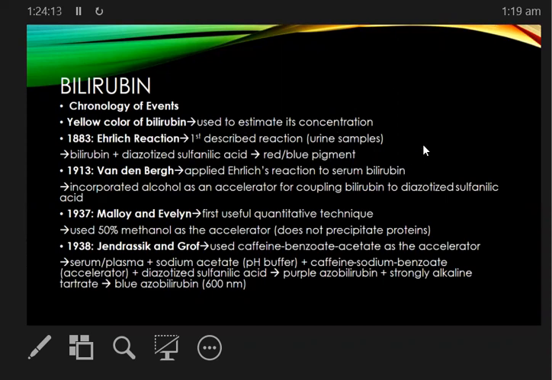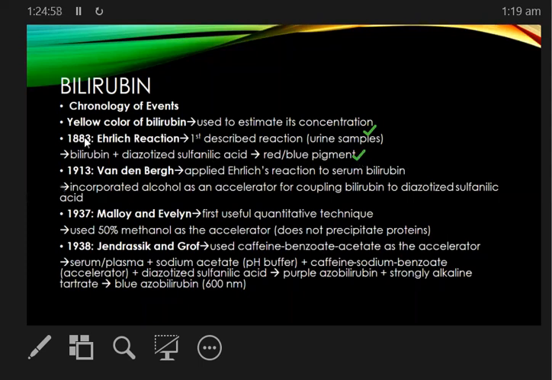The first described reaction for bilirubin measurement was developed by Ehrlich. Of course, it is referred to as your Ehrlich reaction, and it was utilized for the assay of bilirubin in urine samples. This was developed in 1883. The Ehrlich reaction involves allowing bilirubin to react with diazotized sulfanilic acid, which will give rise to a red or blue pigment.